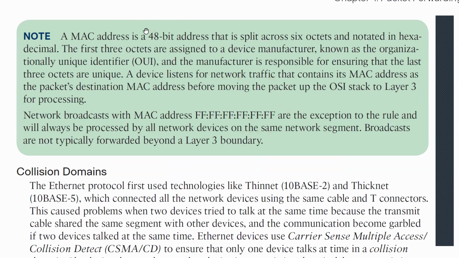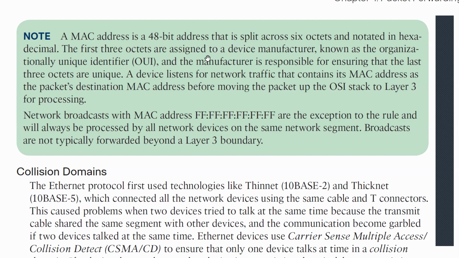About the MAC address, we had already seen in the last session that this is a 48-bit address that is split across 6 octets. How it is denoted, in 6 or 3 parts, will vary from OS to OS. In Cisco, it is divided into 3 only, and notated in hexadecimal.